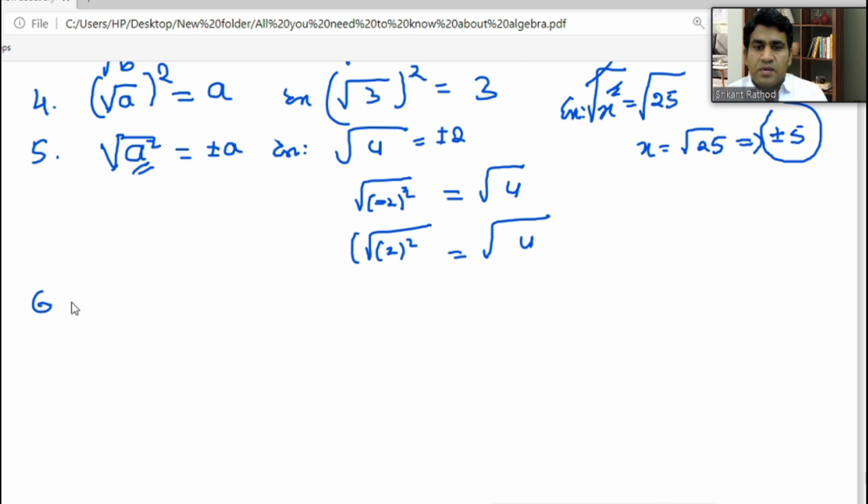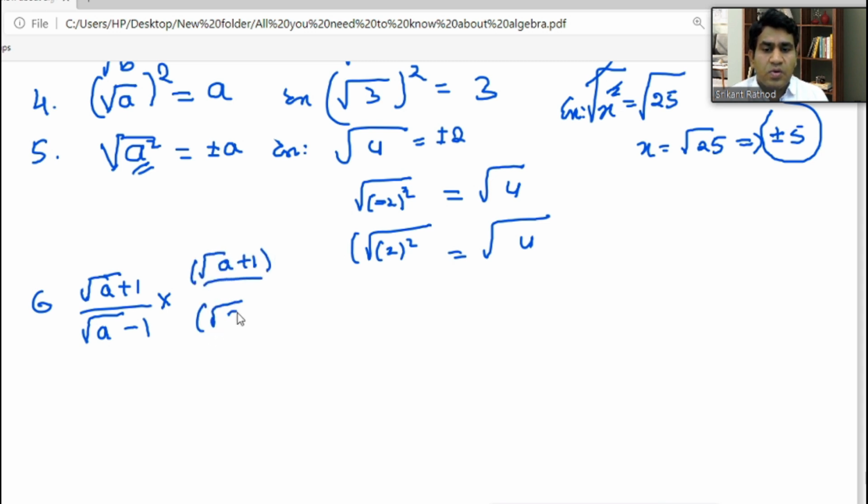Next, let's take root a plus 1 divided by root a minus 1. Whenever there is a square root in the denominator, you can't use that as it is, you have to rationalize the denominator. How do we do the rationalizing? Rationalizing is basically multiplying and dividing by the denominator, but with the opposite sign in between. So here it's a minus sign, so we have to do it as root a plus 1 divided by root a plus 1.